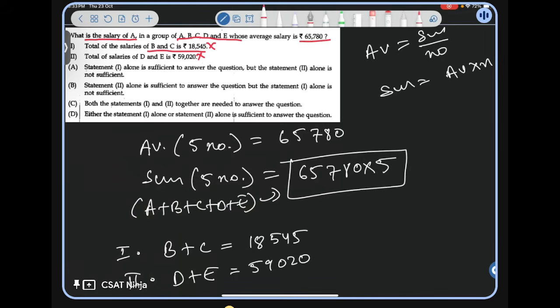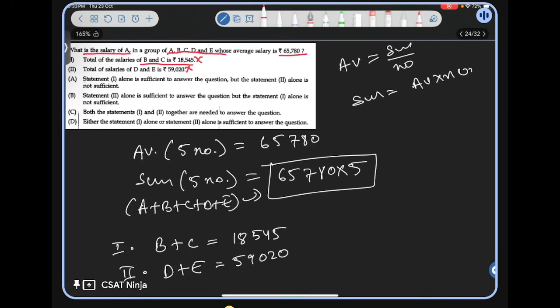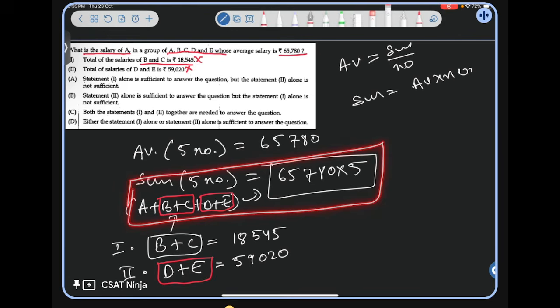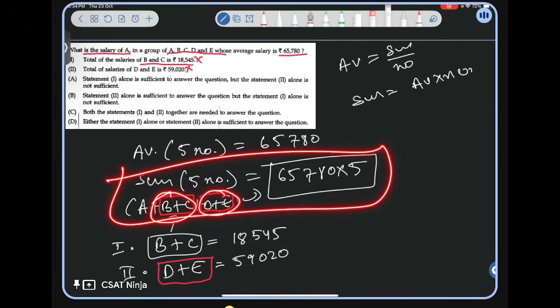So now the only option is to check the combined value. If I combine these two, what do we have? From statement number 1, I have the value of B and C. From statement number 2, I have the value of D and E. Look at this equation now: you have the B and C value, you have the D and E value, and you have only one unknown, which is A. So using statements number 1 and 2, you can answer this.